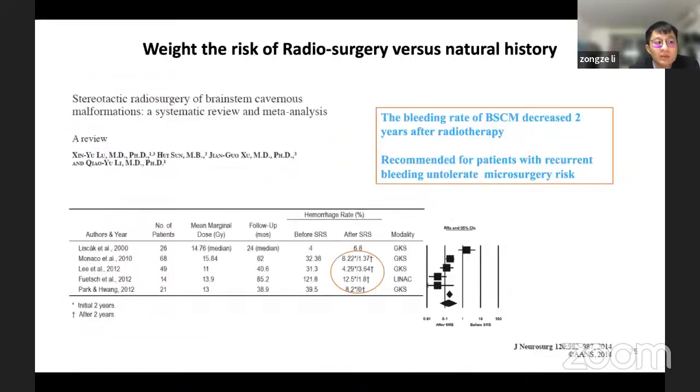Moving on, some studies on radiation therapy for brainstem CM have been published, and the results show that 2 years after gamma knife treatment, the risk of bleeding in patients is significantly reduced. However, due to a peak of rebleeding in brainstem CM occurring within 2 years, gamma knife treatment is not efficient to reduce the risk of early bleeding. Therefore, radiation therapy is only recommended for those patients with high risk of hemorrhage and poor surgery outcomes.